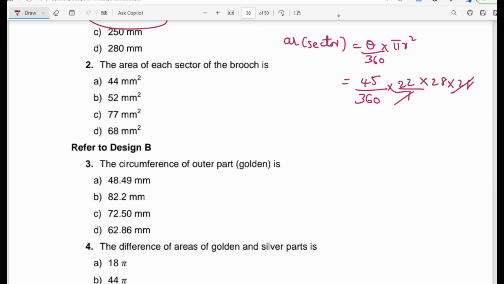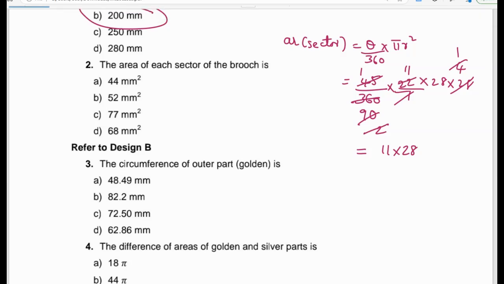So 7 ones are 7, 7 fours are 28. Then 4 ones are 4, 4 nines are 36. Then we have 11 into 28. That is nothing but, yeah, it is still there. So 11 into 28, what will we get for 11 into 28?